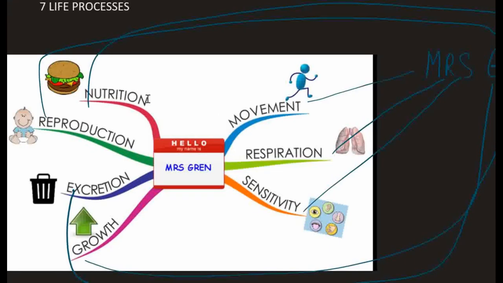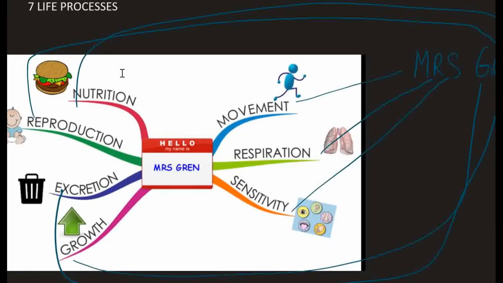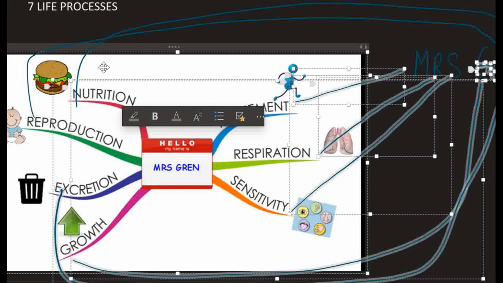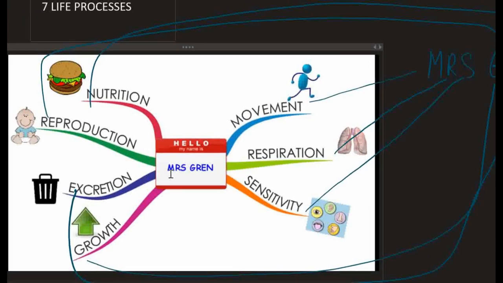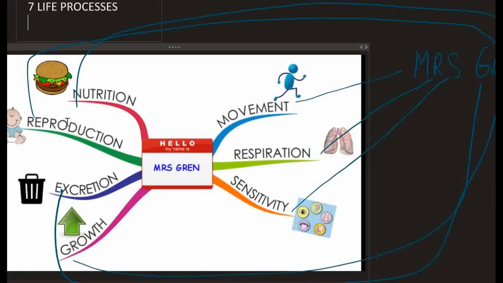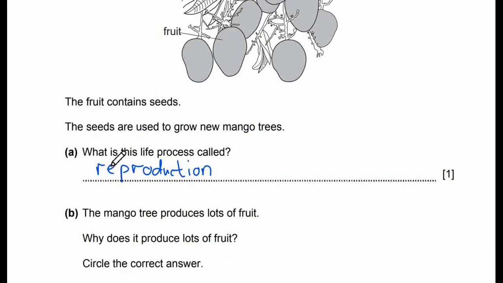As we know, there are 7 life processes. The first one is nutrition, and then reproduction, and then excretion, and then growth, movement, respiration, sensitivity. So the mango tree bearing seeds is the process of reproduction. Okay, this is 1A, and then 1B.